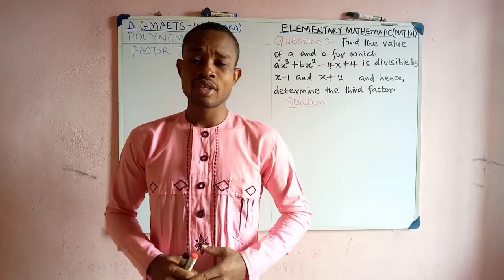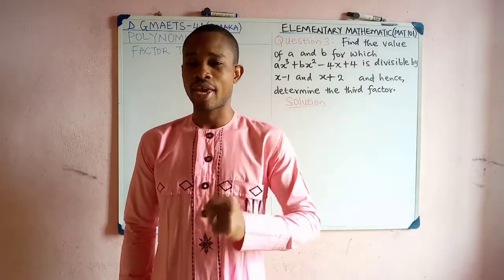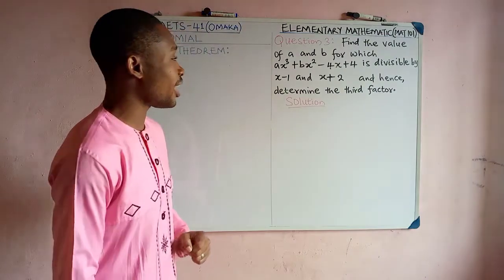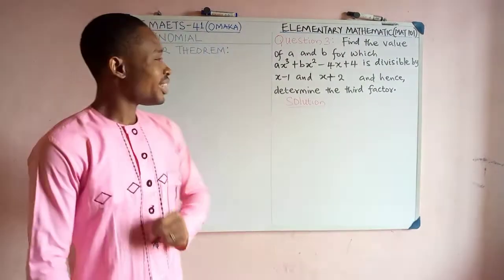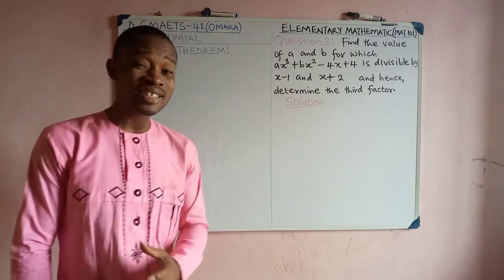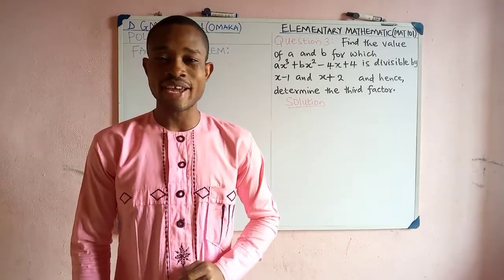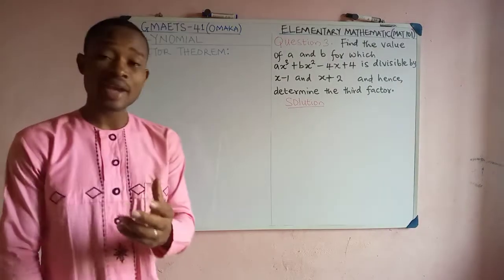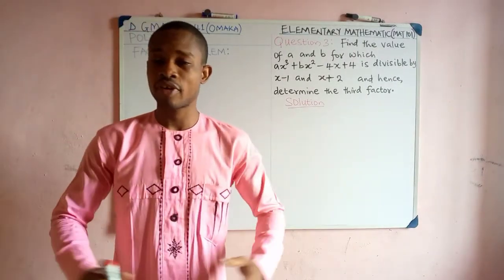And now we have this question number 3 on the board. We are to find the value of a and b, for which ax^3 + bx^2 - 4x + 4 is divisible by x - 1 and x + 2, and hence determine the third factor.